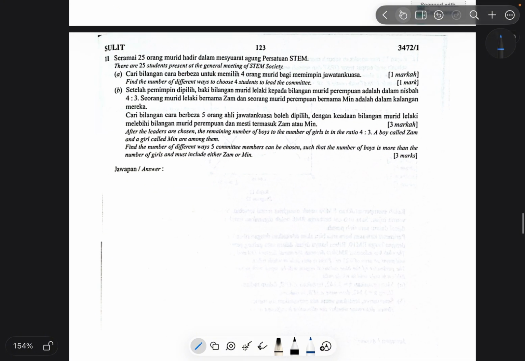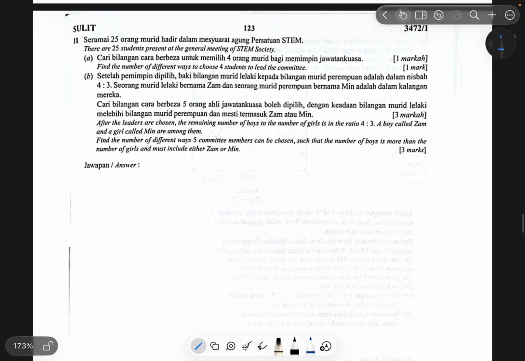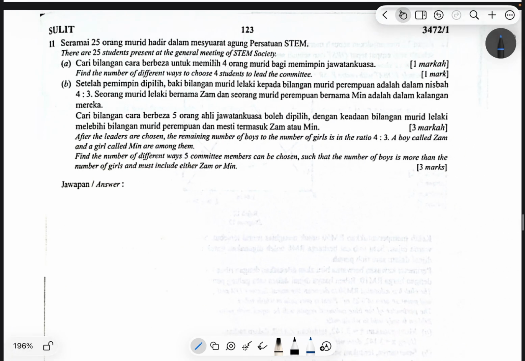Okay, next. Okay, so find the number of different ways to choose 4 students to lead the committee. So there are 25 students. So n is equal to 25 and they want to choose 4. So this is also 1 mark, don't think too much. And keyword choose, so this is combination. 25 C 4. 25 C 4 is equal to 12650.